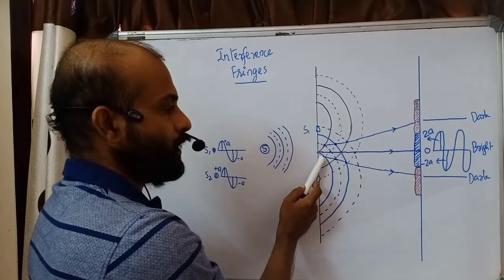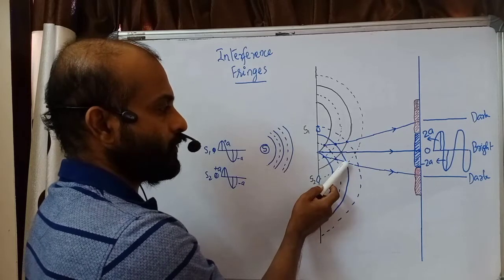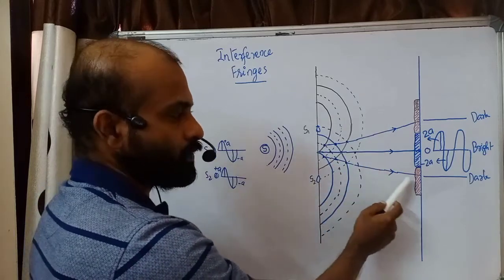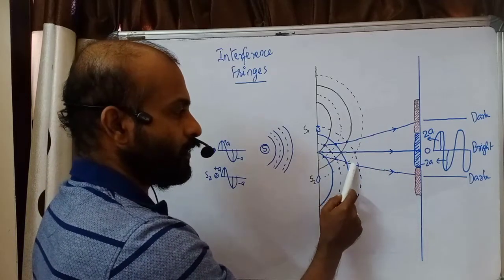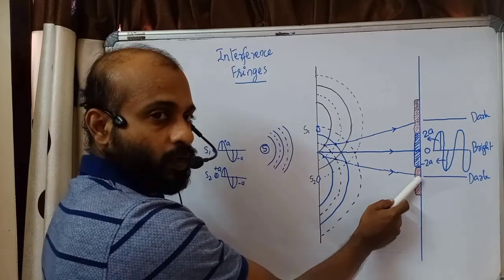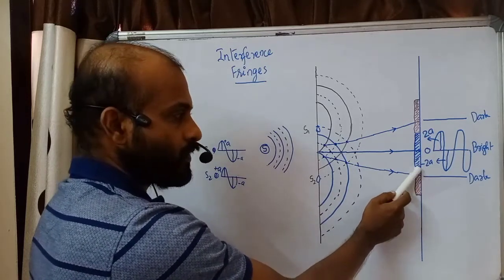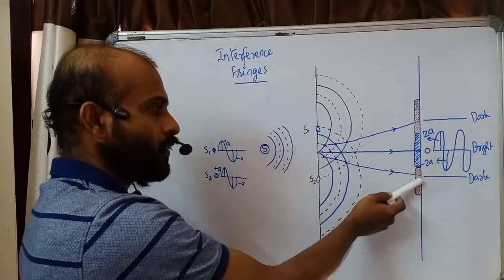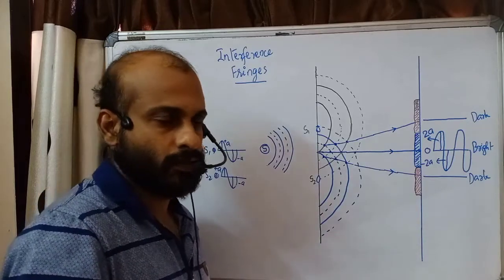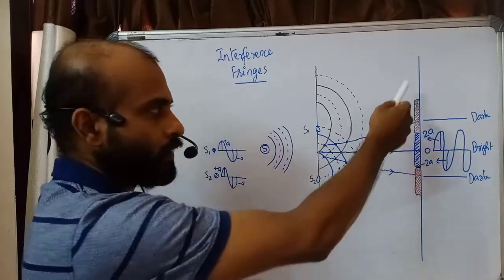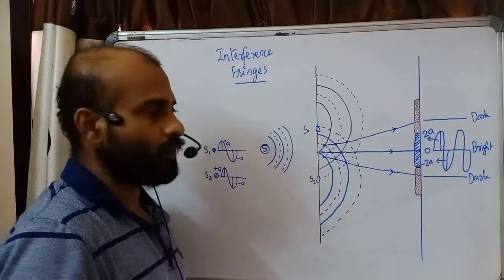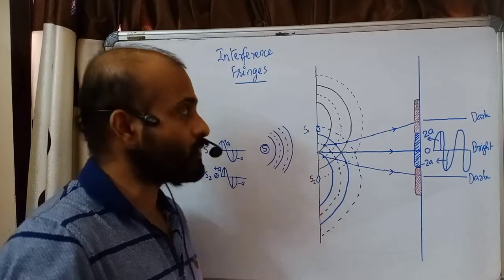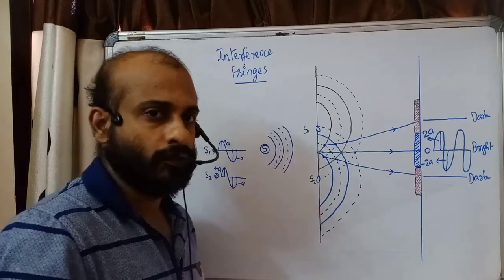Here a crest meets a trough, again a crest meets a trough. When you draw the remaining wavefronts, you can see that up to this point the crest is meeting the trough. So the resultant displacement will be 0, and this corresponds to a dark band. At the center we have a bright band, and on either side we have dark bands. So we will get an alternate dark and bright pattern on the screen. This is called a fringe. On the screen we can see alternate dark and bright bands. This is called the interference pattern or interference fringes.